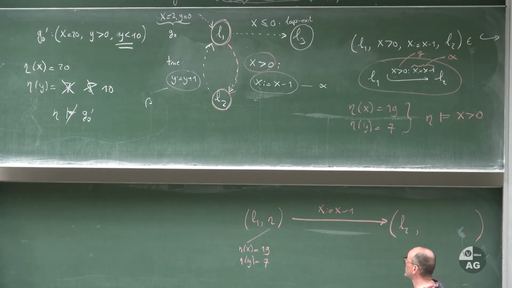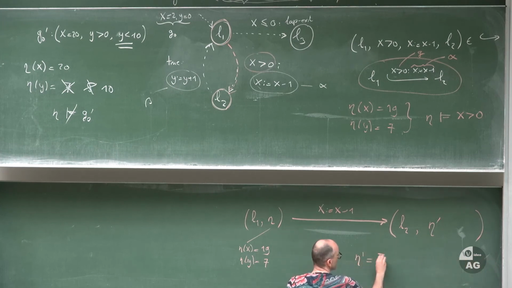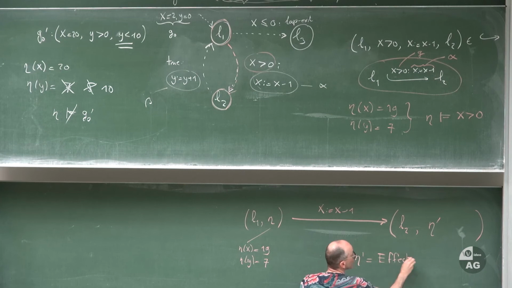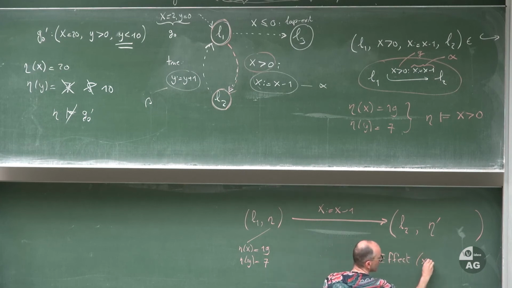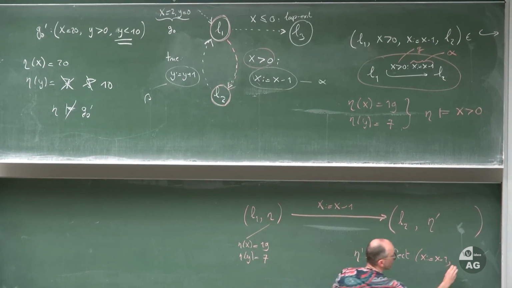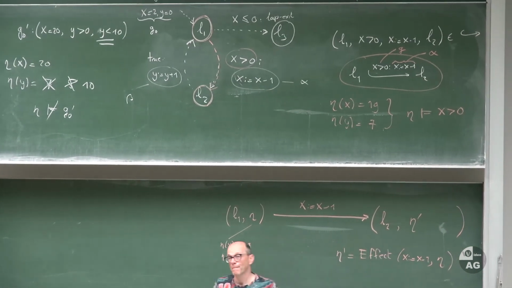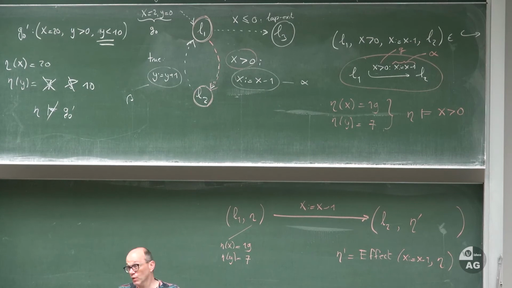So what's the next valuation? This is eta prime. What is eta prime? Well, eta prime is the effect of doing the action, x becomes x minus 1, on what? Well, on this valuation, eta. And this is what we already have seen.